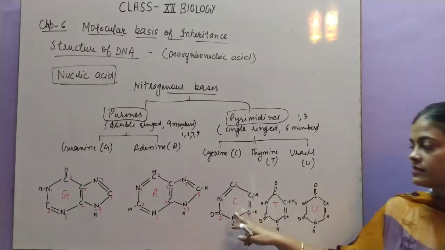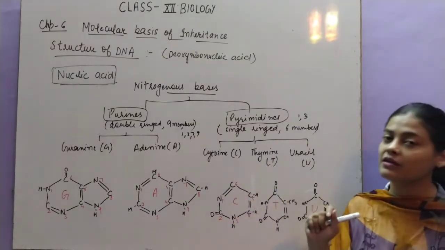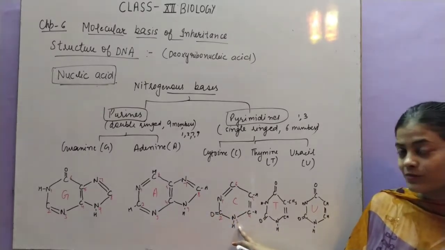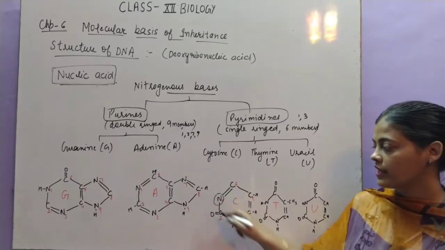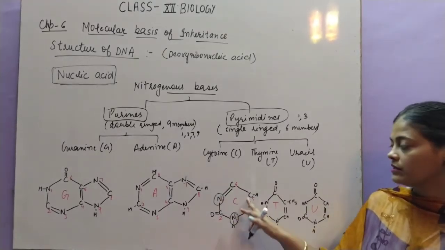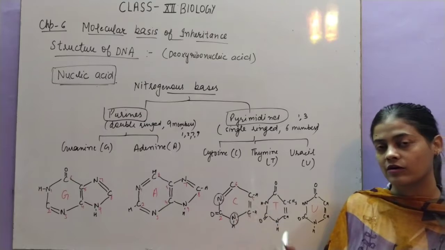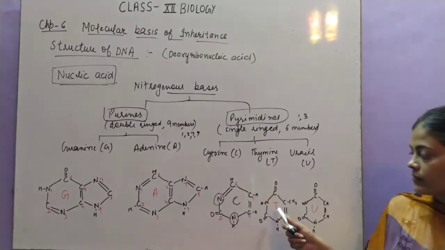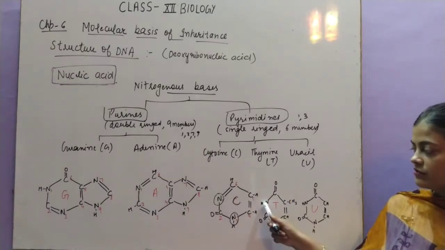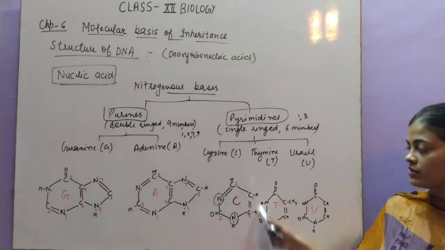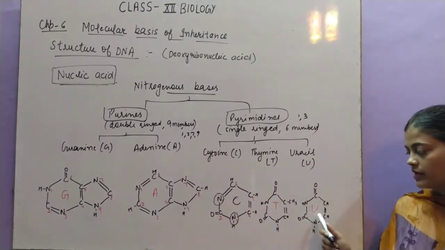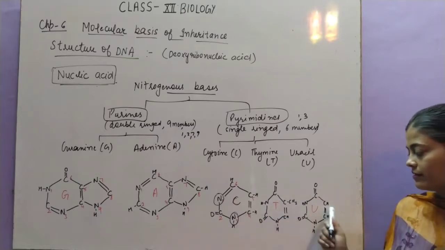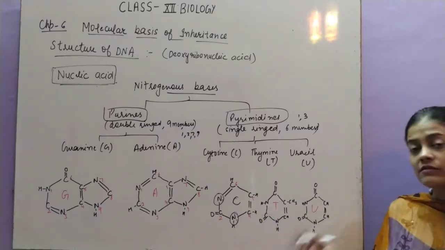So 3 pyrimidines, cytosine, they have nitrogen at first and third position. Nitrogen at first, then carbon, then again nitrogen at third position, then carbon, then carbon, then carbon. In the center I have written C, which means cytosine. Okay, then this is thiamine, same structure, first and third position they have nitrogen, otherwise you can see the structure. And this is uracil, first and third position nitrogen. You can compare the 3 structures. A very little difference is there in the 3 structures.